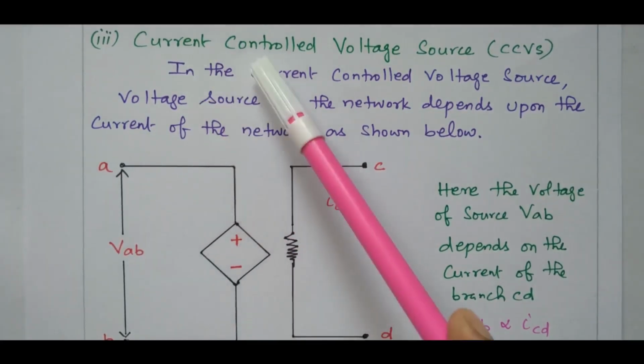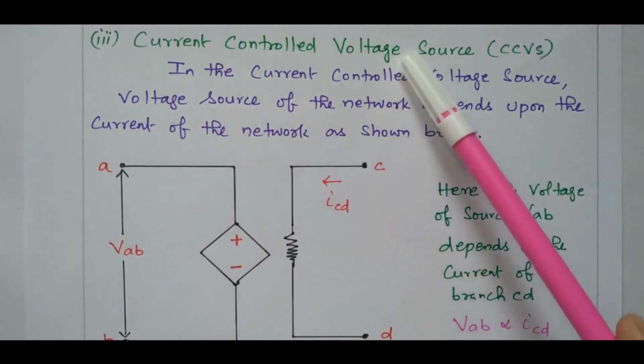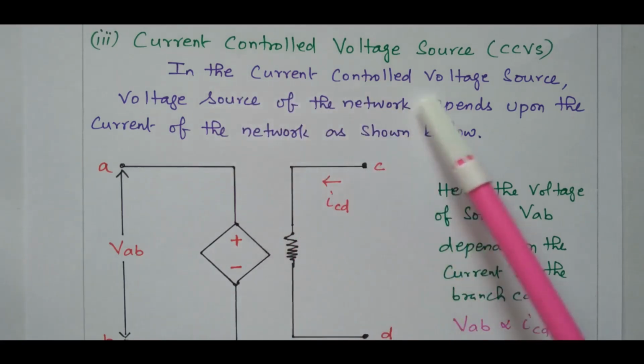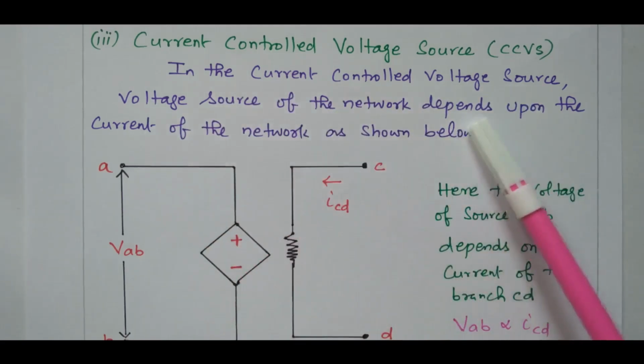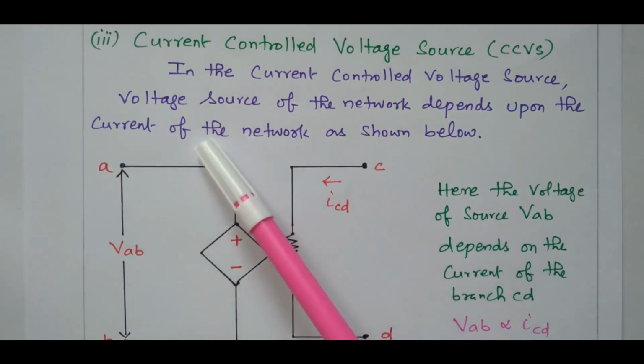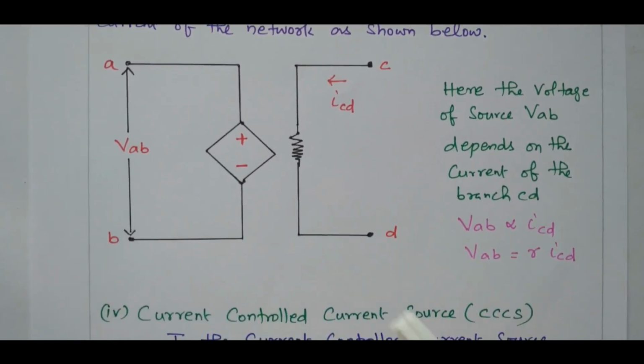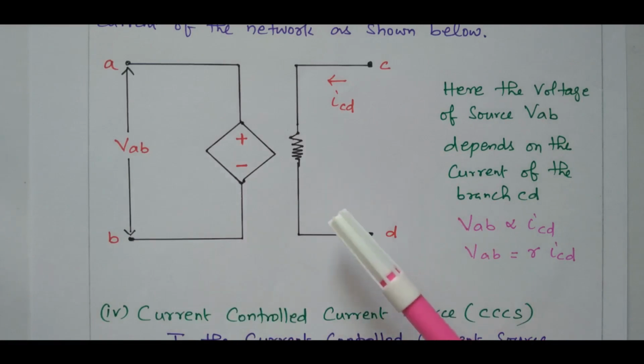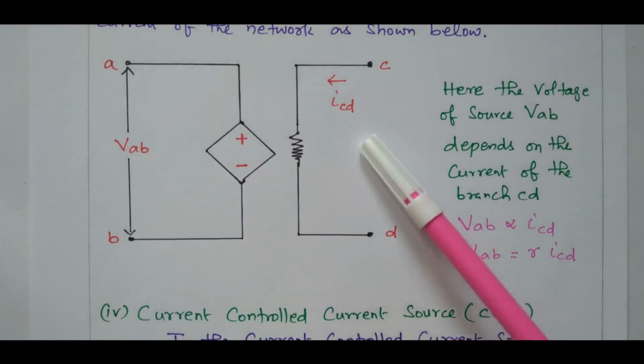So this one, current controlled voltage source. This is a voltage source, and it is controlled by current. In the current controlled voltage source, the voltage source of the network depends upon the current of another network. So this is the diagram. We have a voltage source, VAB. Here one resistor is available, terminal CD, and the current is ICD. So this current will control this voltage. That is why it is called a current controlled voltage source.